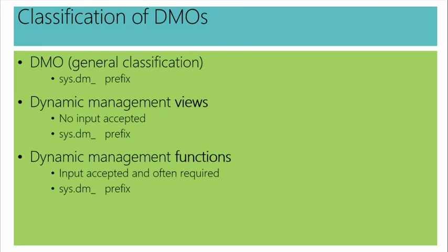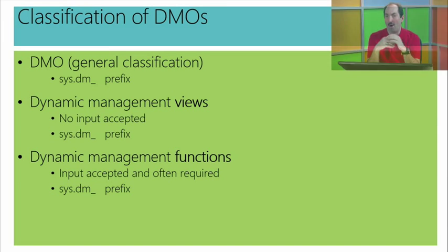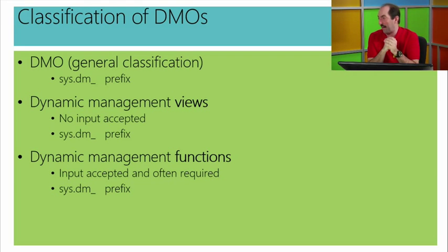Moving on, you could argue that there are two major classifications of any of the dynamic management objects, that is, those that have the sys.dm_ prefix. Generally speaking, we call all of them dynamic management objects, or DMOs. Further, those that require no input we refer to as dynamic management views. And those that require input are called dynamic management functions. Strangely, I can't just look at the name of them and determine, wait, that's a function, that one's a DMV, or dynamic management view. True.